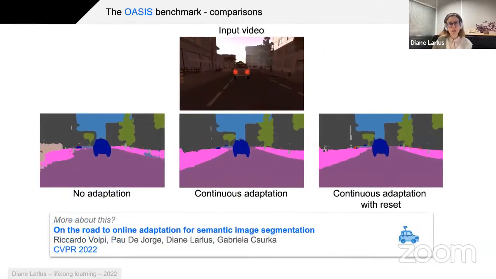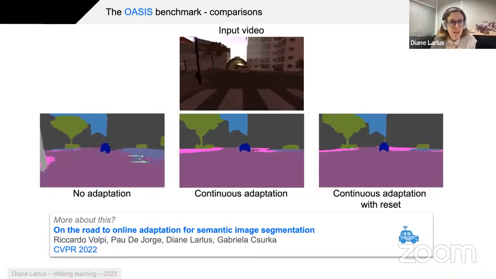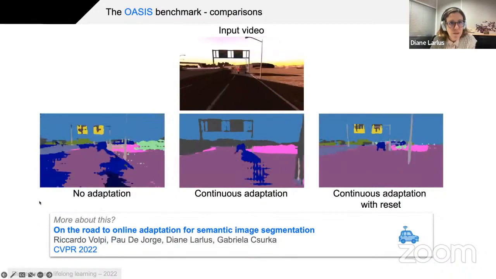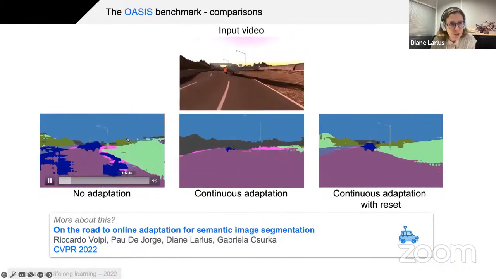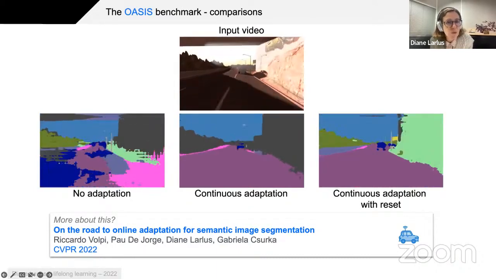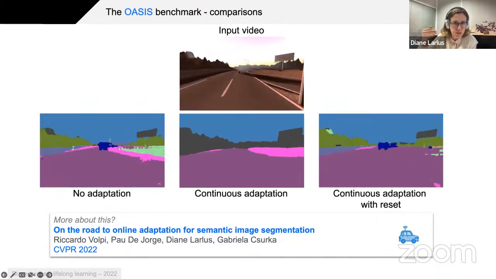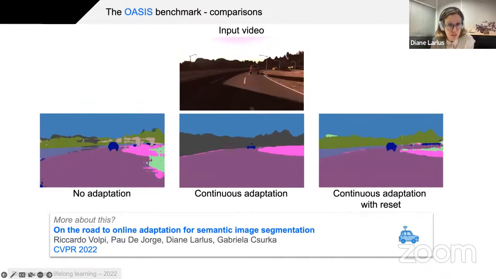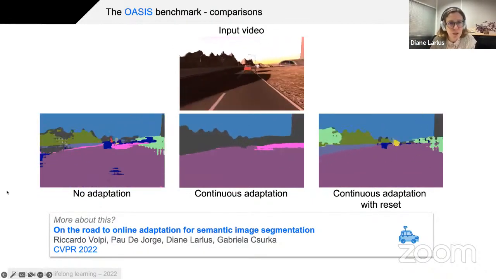I would like to show you a video that shows what's happening. So you have the input video on the top part here. Then you have, without updating, what's happening? Without updating, you see that the model is getting more and more errors, especially because we start having sunset. So the appearance of the different categories changes with this different lighting condition.